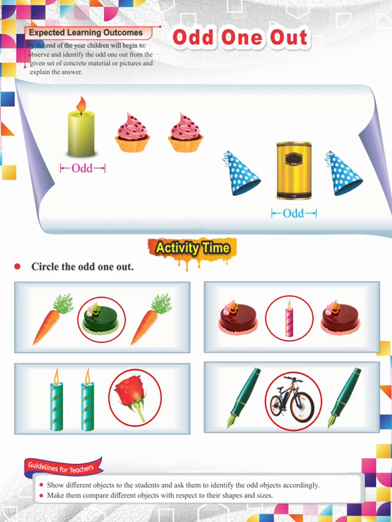Practically demonstrate the concept by putting different objects on your table and asking the children to tell you about the odd object. Appreciate the children for their active participation and deep interest in learning about the concept of odd one out, and clap for them as well.